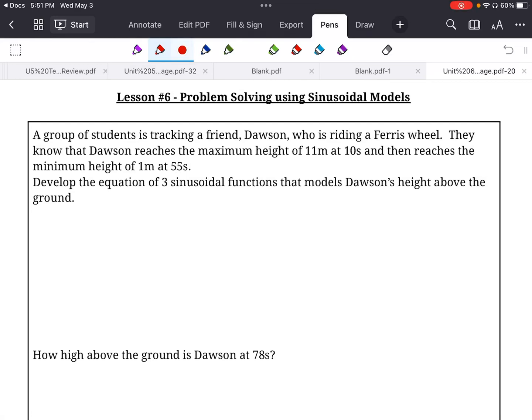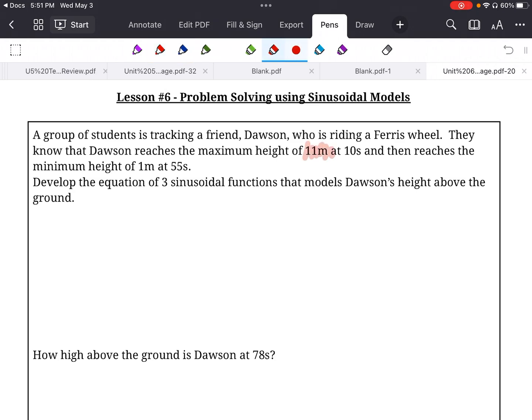All right, welcome to the last lesson of our sinusoidal functions unit. This is problem solving using sine functions, so word problems. A group of students is tracking a friend, Dawson, who is riding a Ferris wheel. They know that Dawson reaches the maximum height of 11 meters at 10 seconds.